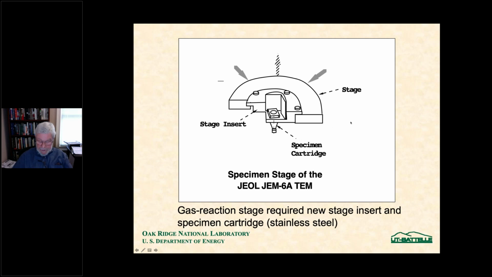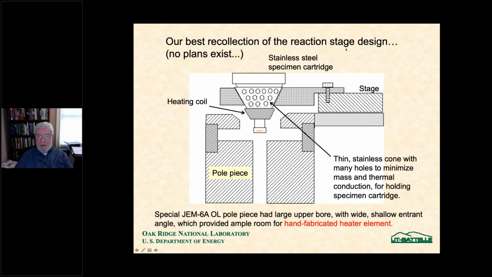This is just a sketch of what it sort of looked like. Here's a cross section of our best recollection of the stage design. We don't have any plans, but this was built by Professor Bigelow and Professor Brockway so that the cartridge fit down in a special stainless steel cone that we could put a homemade heating coil around, and this would heat up the whole cartridge. And the nice thing about the pole piece design was this wide gap, so there was room for all of this stuff in that microscope.